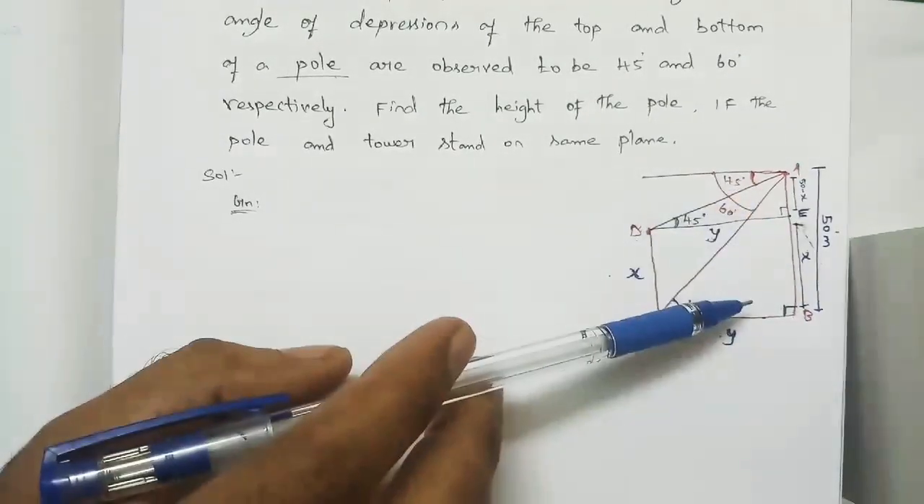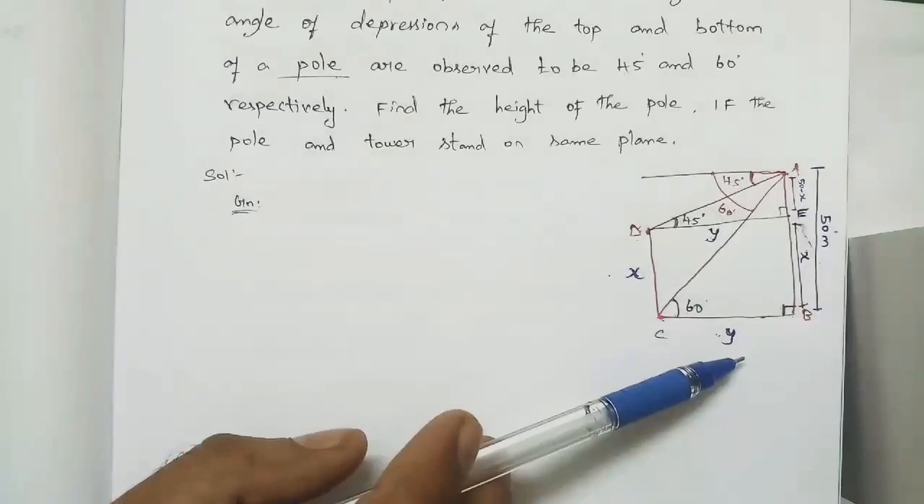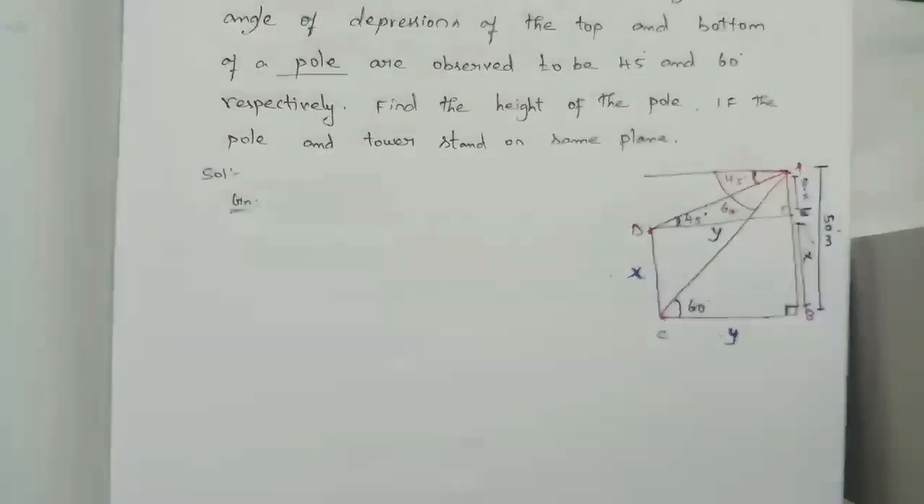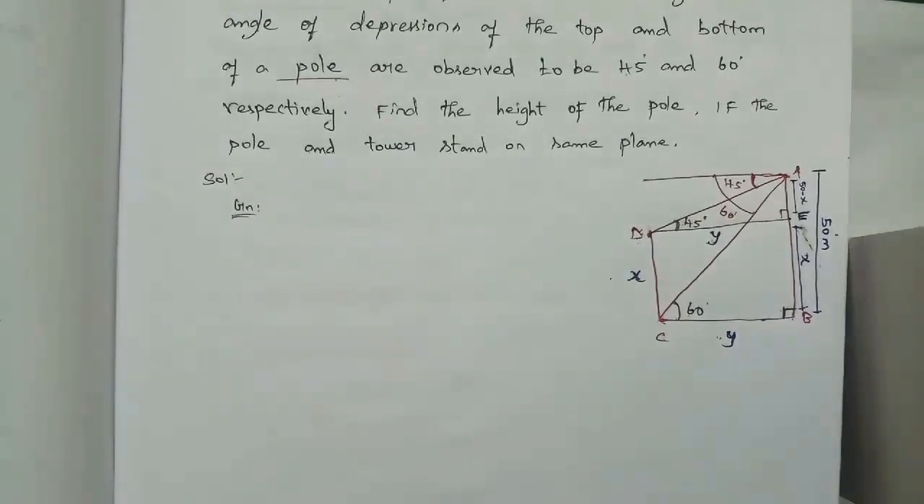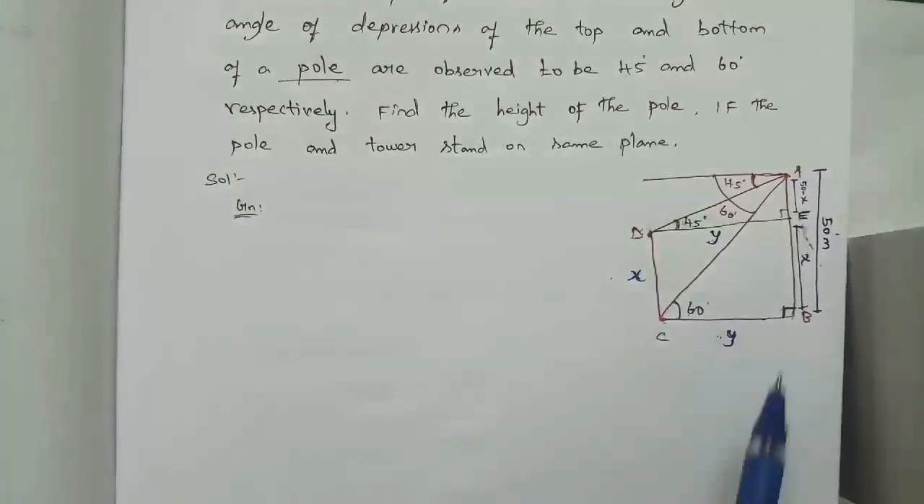So we are having two right triangles and two variables. We will find them one by one. Anyway, you got a small idea. While we are solving, it will be very easy. We are having two right triangles.